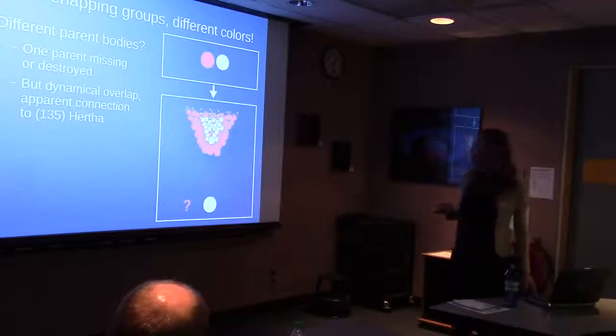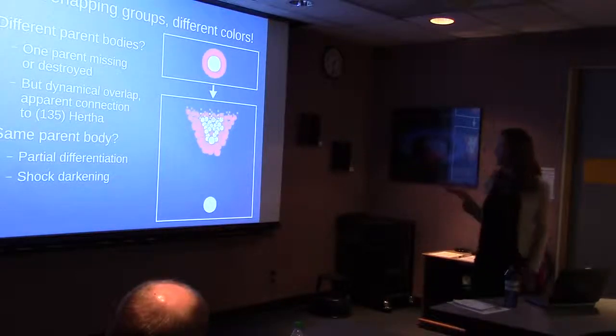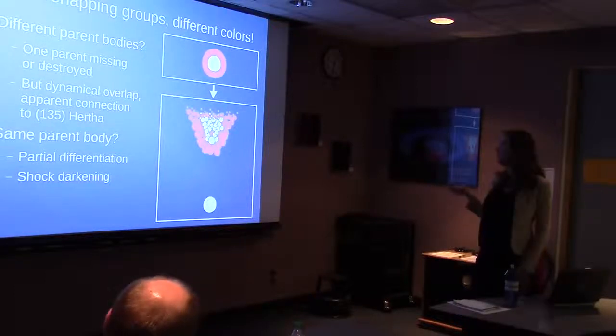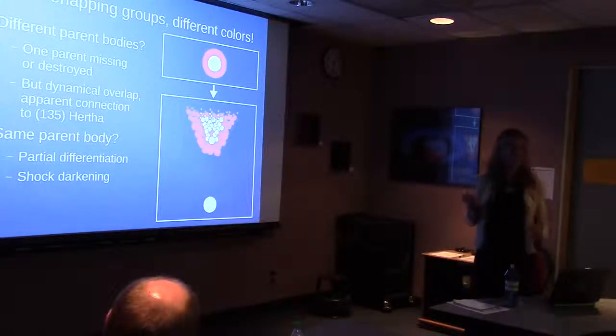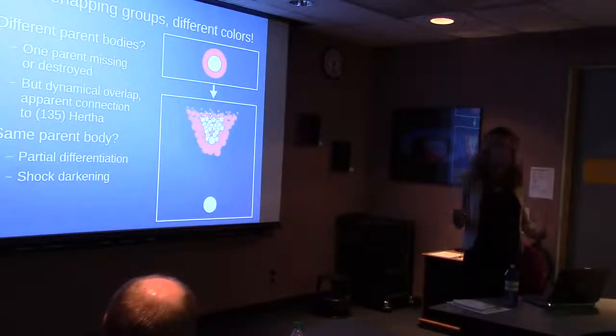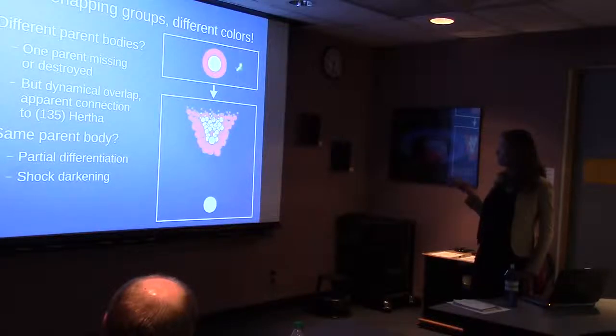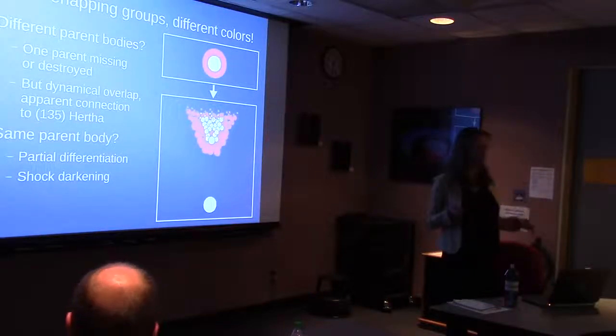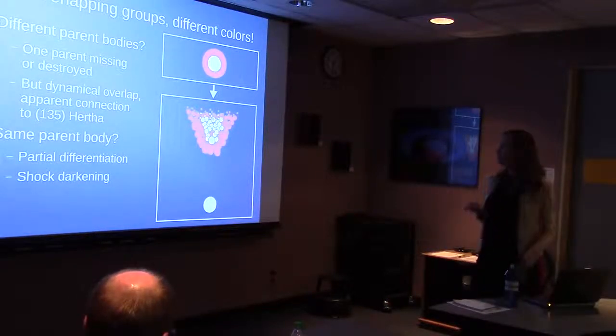The other scenario, which is also interesting, is that they came from the same parent body. And if they came from the same parent body, say you had a parent with a core that looked like one property and surrounding material that looked like another, and then you blew off all of this surrounding material to form the first family, and then a second collision occurred on the core to form the second family.